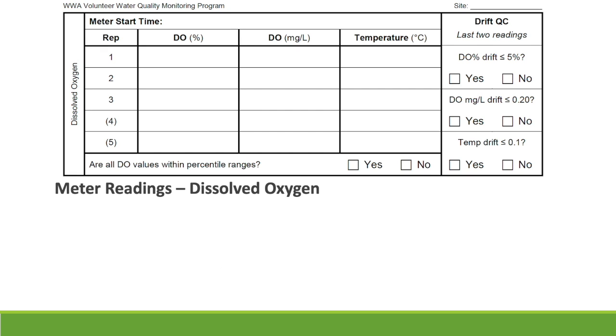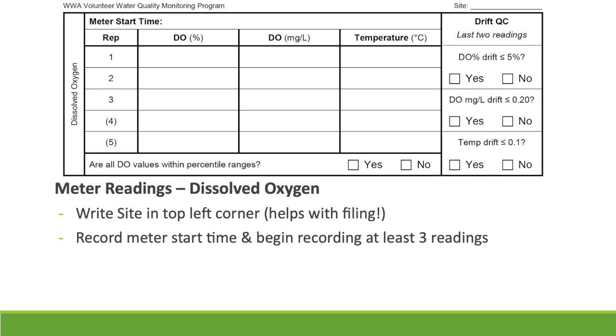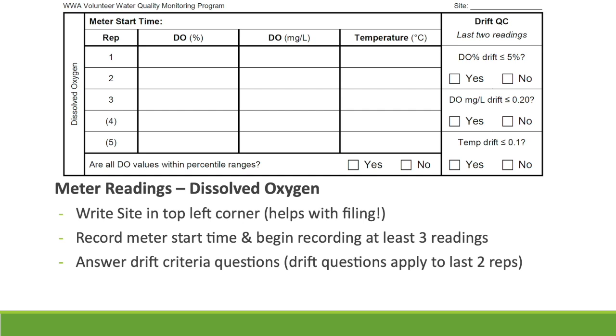On the back of the form, it's helpful to write the site abbreviation in the top right corner. After allowing 5 to 10 minutes for your probes to equilibrate to the sample water, and then collecting a fresh sample, you can then begin recording the meter readings, always starting with dissolved oxygen. Write the meter start time and record your first replicate of % dissolved oxygen in milligrams per liter, and temperature. Record at least 3 replicates. Take additional replicates if the drift criteria for the last 2 readings are not met.